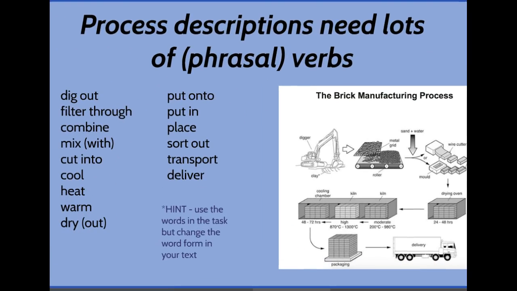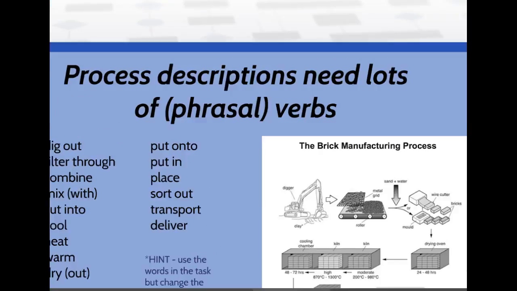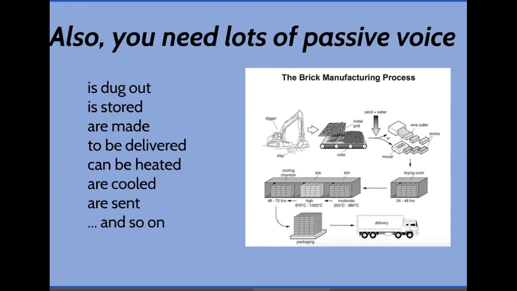Okay, every time you get a process diagram or a flow chart in IELTS 1, think very carefully about the verbs. And in particular, you're going to need lots of phrasal verbs. That is, a verb followed by a preposition. And you can see lots here. Now, many of these verbs will change form slightly because you also need passive voice.